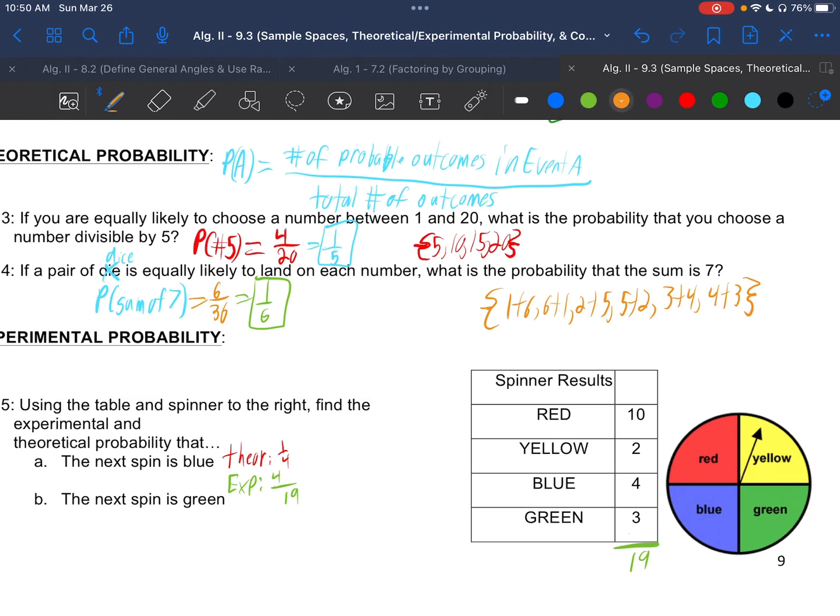So what's the theoretical and experimental probability the next spin is green? Go ahead and find that. The theoretical probability the next spin is green is once again 1 in 4, because all of those colors have an even chance. The experimental, though, is 3 out of 19, so quite a bit lower.